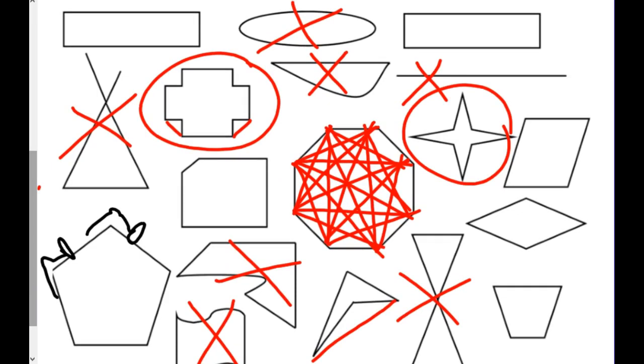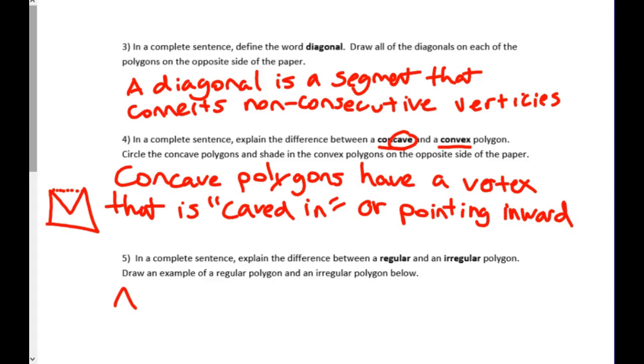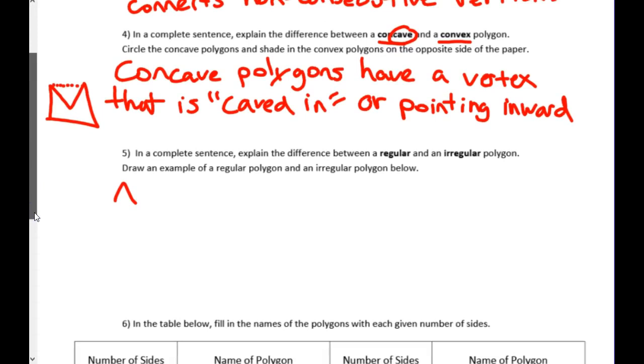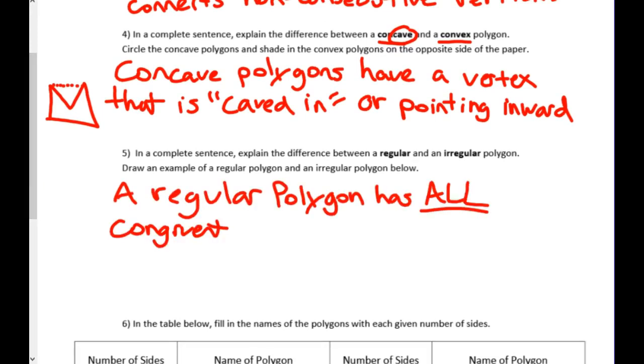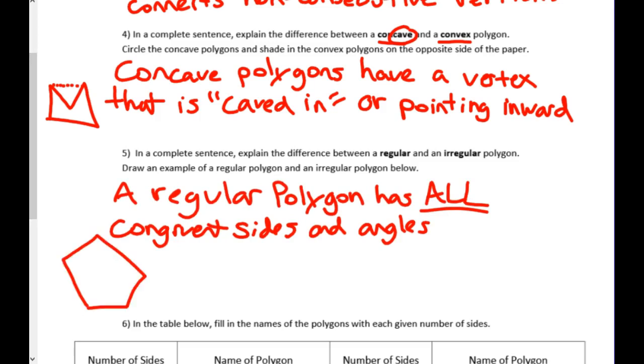All right, number 5. In a complete sentence, we're going to explain the difference between regular and irregular. Now, a regular polygon has all congruent sides and angles. So again, regular, the name implies, it's the way it should be. It's quote-unquote regular. All the sides are the same. All the angles are the same.